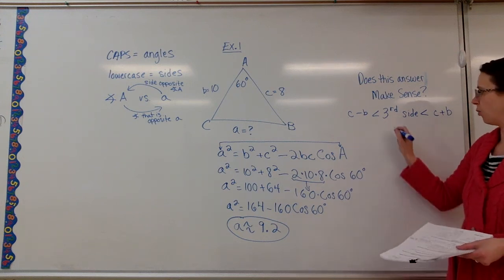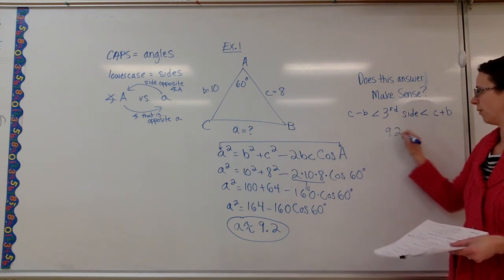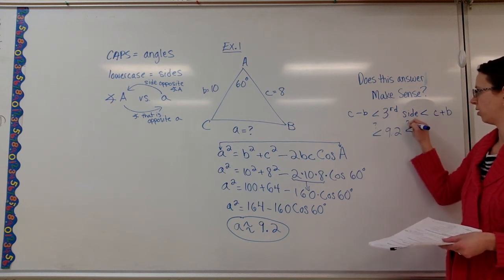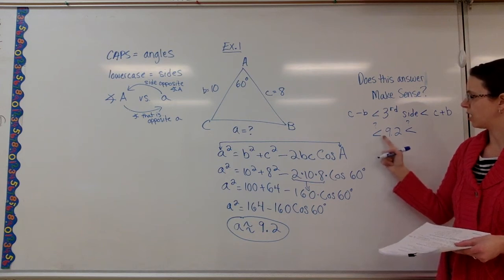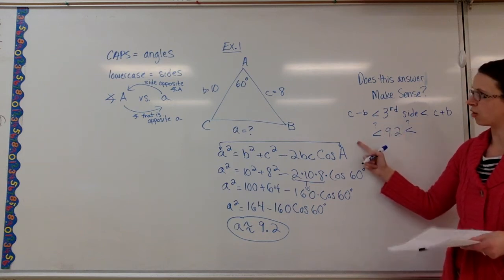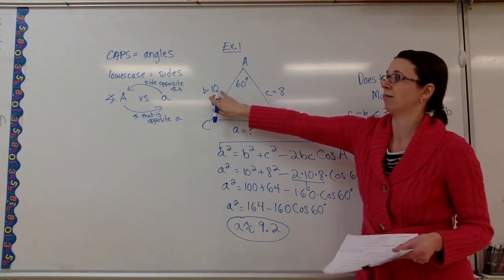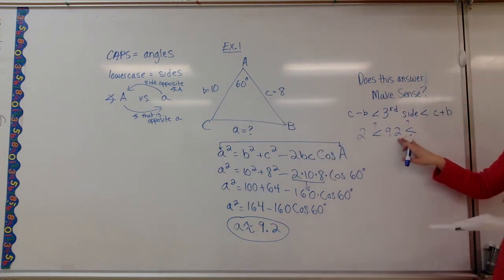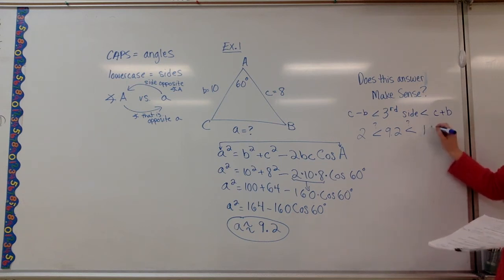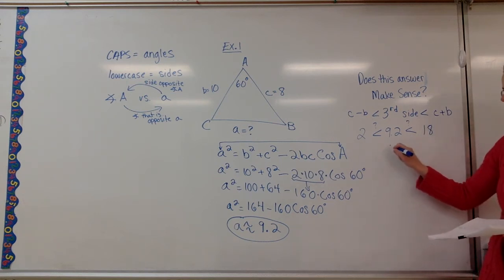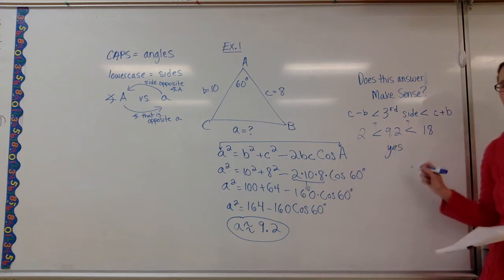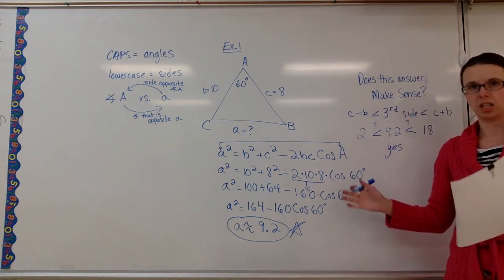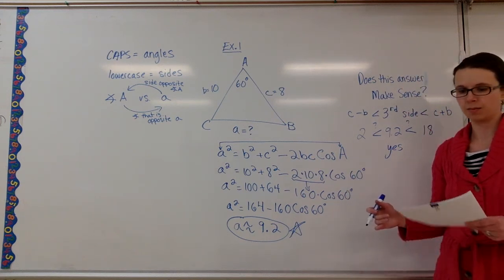The A that we found was 9.2. So we're going to ask ourselves, is this true here? Is 9.2 greater than the other two sides subtracted, which will be 10 minus 8? And is it less than the other two sides added together? And I think you can see that that is true. So yes, it does make sense. Okay, so we can be assured that this answer down here is right, that it does make sense.